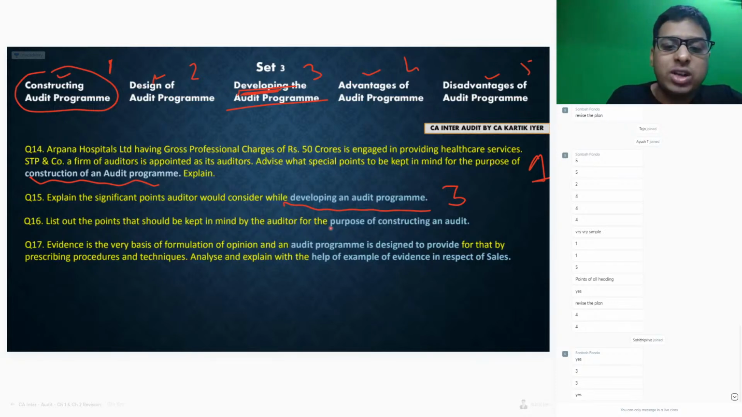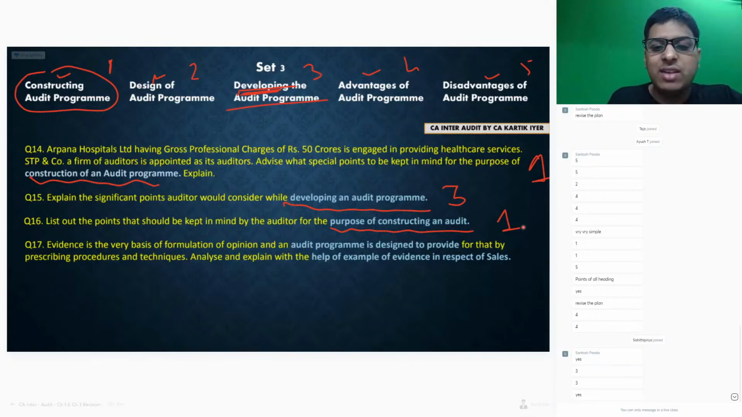Next one is basically what is the purpose of constructing an audit? That is again your answer number 1. Purpose. What is the purpose of constructing the audit? See, Gayatri, they have not used the word advantages. They have just said the purpose. Why do you conduct the audit program? Why do you need to construct the audit program? They have asked that part.